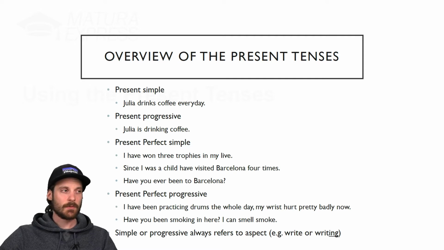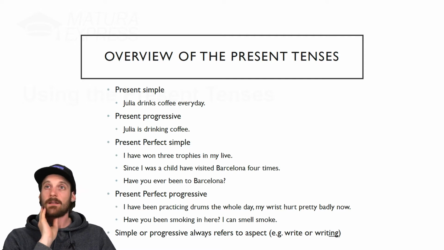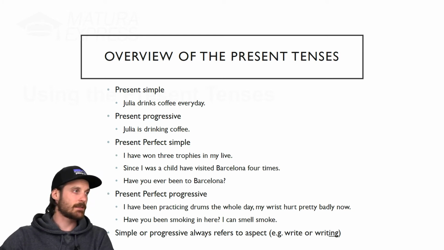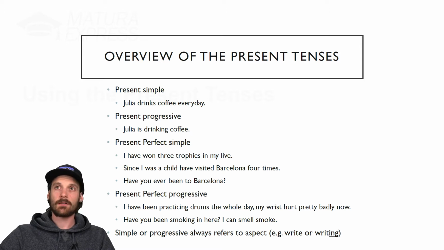Then present perfect simple. Again, the aspect simple and progressive is the same, of course. You just have to change the verb. In this case, I've written out those 3 example sentences. I have won 3 trophies in my life. So far, I've won 3 trophies in my life. And since I was a child, I have visited Barcelona 4 times. Or have you ever been to Barcelona or another city?